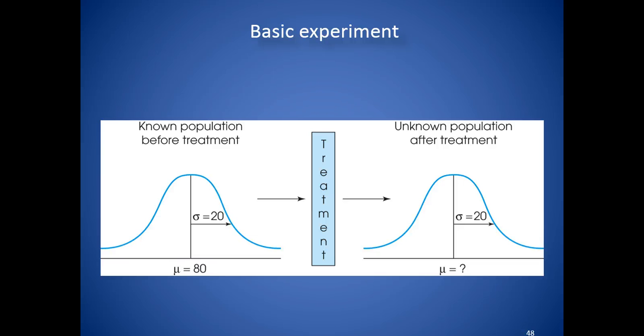So in a basic experiment, you have your treatment in the middle, and on the left side the known population before the treatment, with a sigma of 20 and a mu of 80. So for example, this is a cholesterol level.